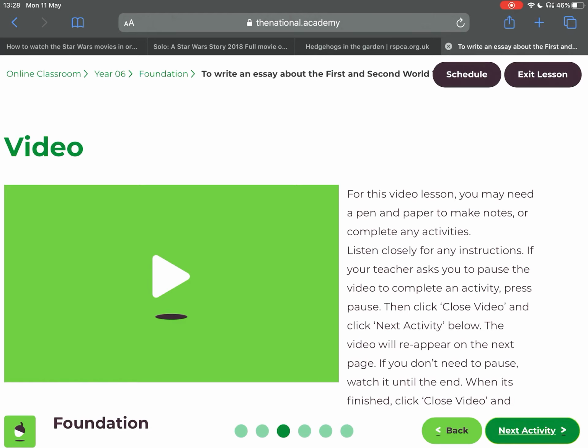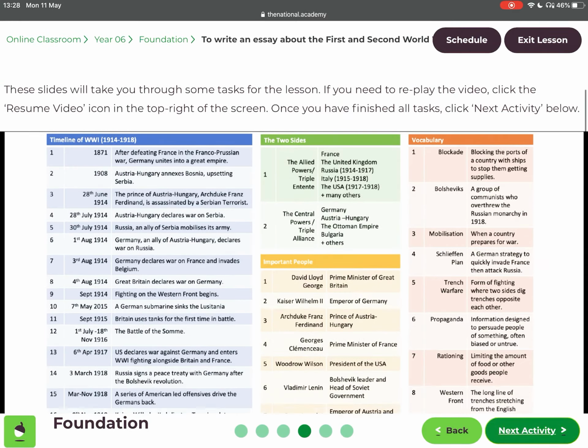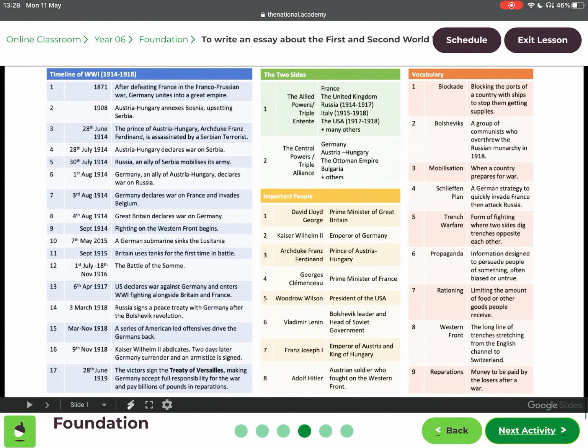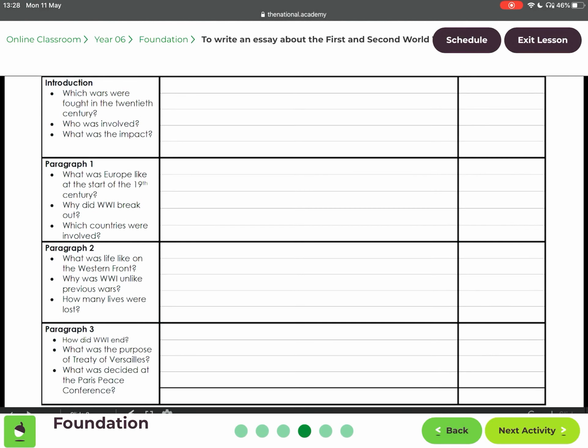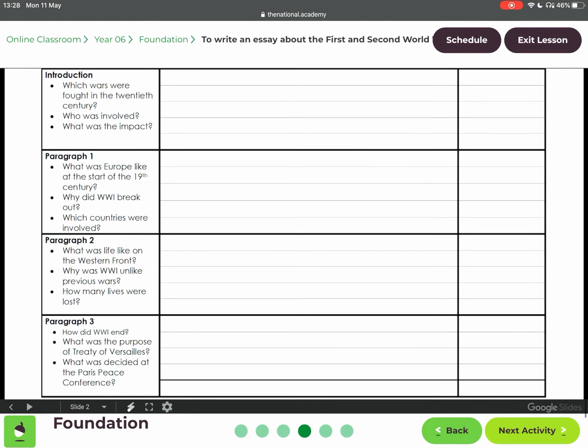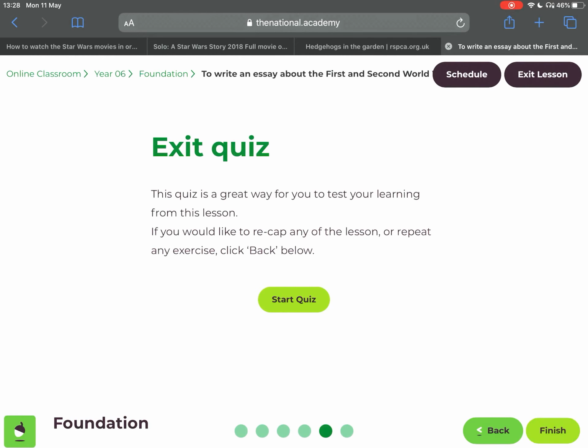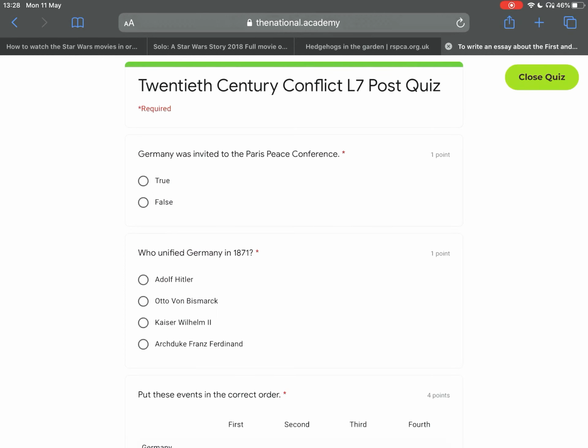After you planned your essay, you would then have to write the first 3 paragraphs of your essay, and you're going to do the next 3 in the next lesson. So this is the sheet where you could look at all the information here, and this is the plan here for what you should have written today. So after that, you can't really mark it. So after that, you'd have your exit quiz here.